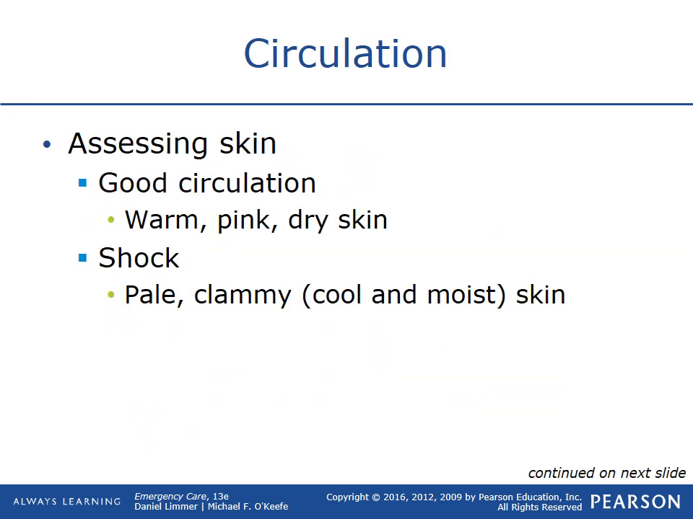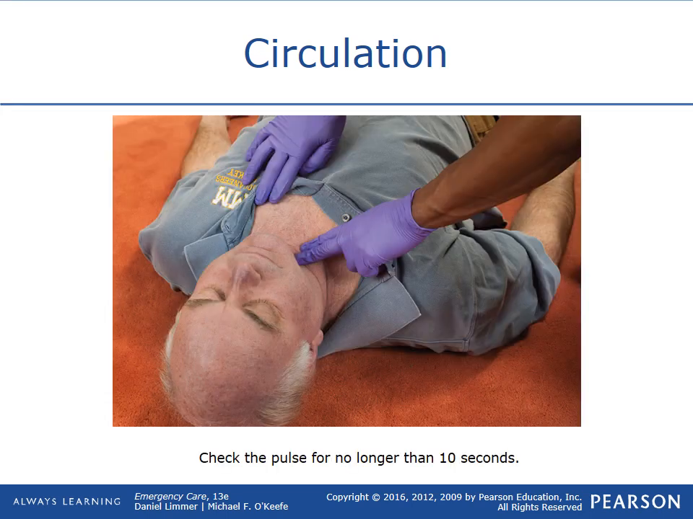Circulation. With circulation, they usually have warm pink dry skin. If you're in shock, there will be pale, cool, or moist and clammy skin. So you want to assess that. Check a pulse. You check a radial pulse in somebody that is alert, and you check a carotid pulse in somebody that is unresponsive. And check a pulse for no longer than 10 seconds.